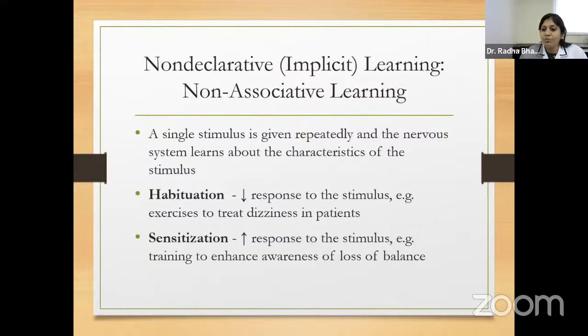People are making us more and more aware. What is that awareness? They're just sensitizing us. If you do like this, this will happen. If you do like this, this will happen. So there is sensitization to that particular thing. So with this non-associative form of learning, we have habituation and we have sensitization.